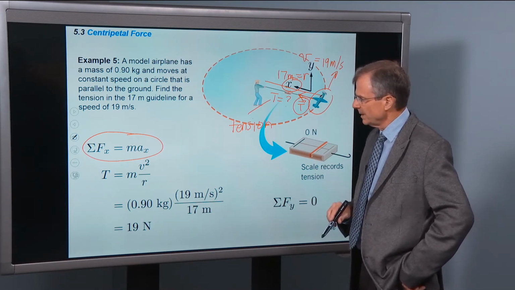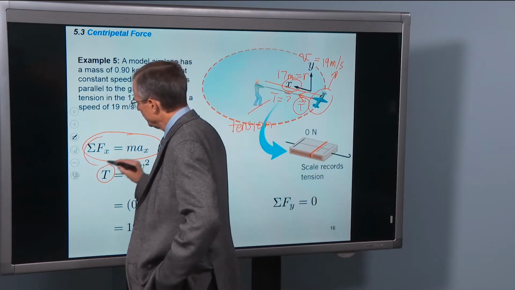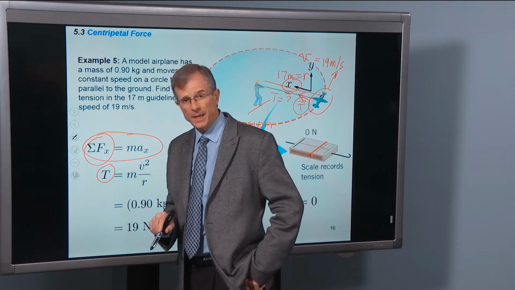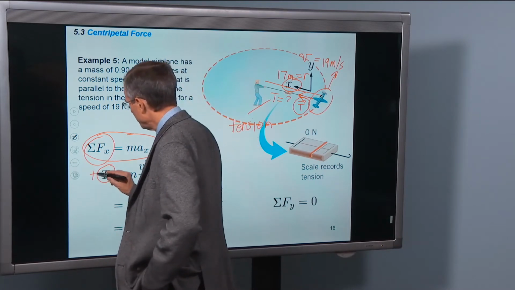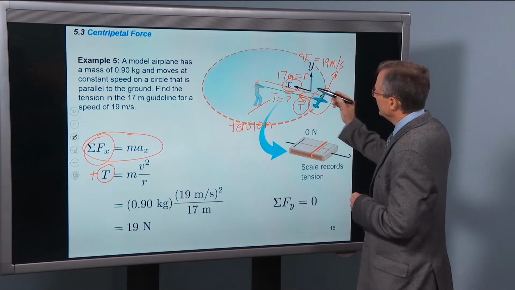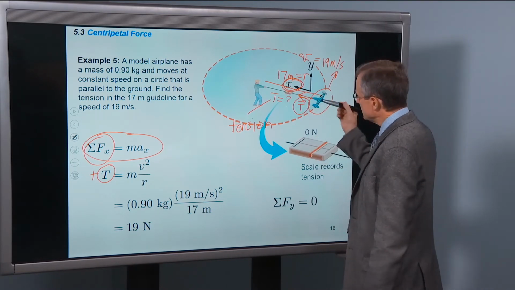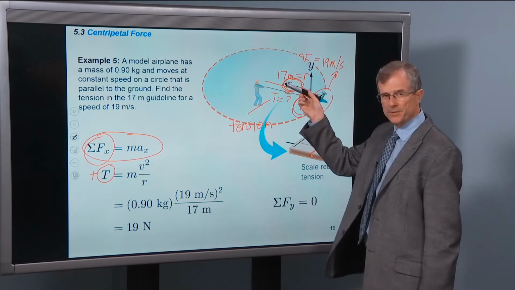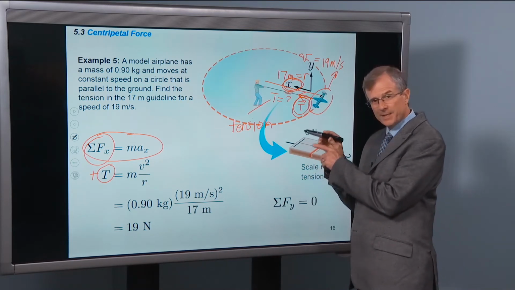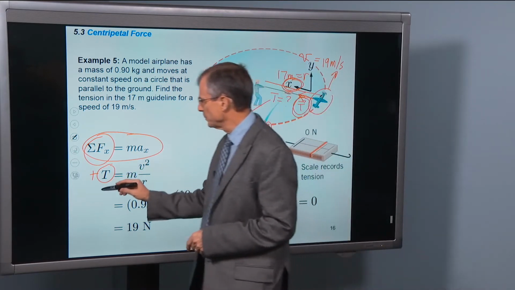So we'll plug this tension in for the net force in the x direction. And we put it in with a positive sign. And the reason is this is the direction of x. It's toward the center of the circle. This is the direction of T. It's toward the center of the circle. So the x component of the tension is positive. That's why we put it in as positive.